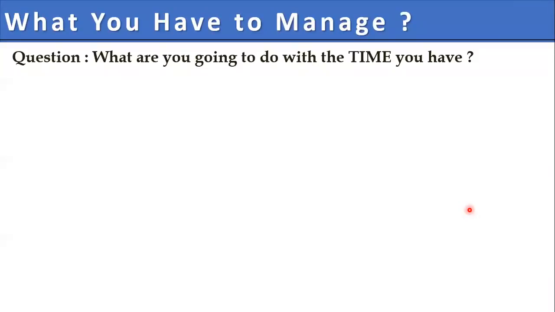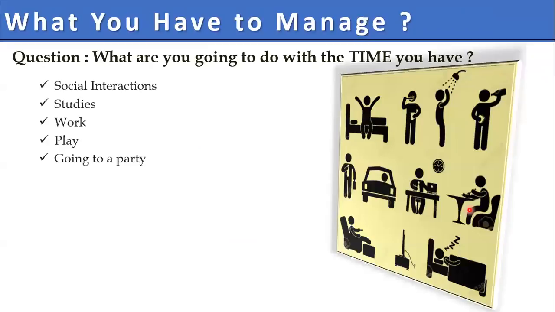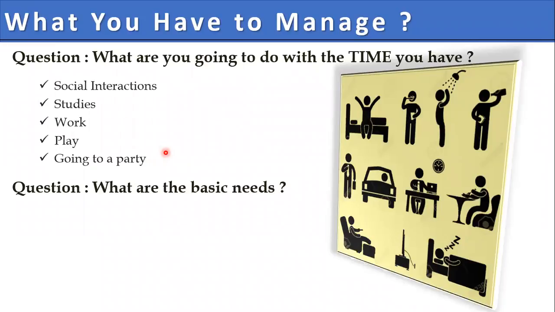So what you have to manage is, first thing, what are you going to do with the time you have? All these activities represent, we can say, social interactions, then studying, working, playing, going to parties, or different kinds of activities. These are all the activities we need to do with a particular time. Everyone has 24 hours per day. Okay. So what is the main important thing? As I always mention, what are your basic needs? According to this pandemic situation, basic needs, we can say, are good physical health and good mental health. Okay. Other needs, I know you can cover.